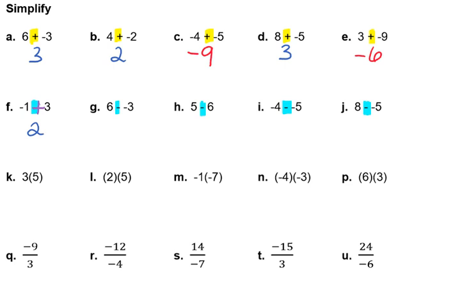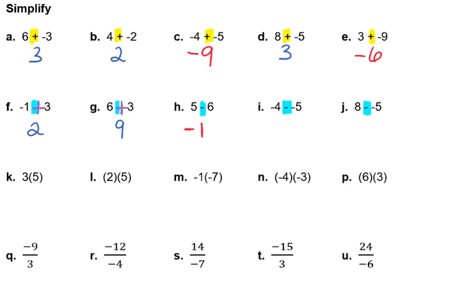Let's look at the next problem. Here we also see a double negative, so let's change that into a positive. So now it says 6 plus 3. And that's easy. If I have $6 and I earn $3 more, now I have $9. Let's look at our next one. 5 minus 6. So if I have $5, but I want to spend $6, do I have enough money? I don't. I am short. I'm short $1.